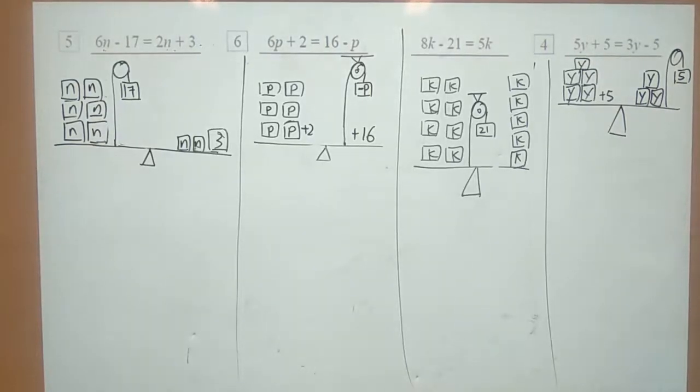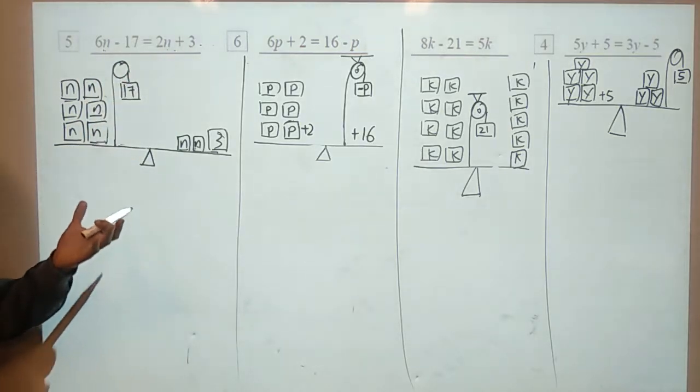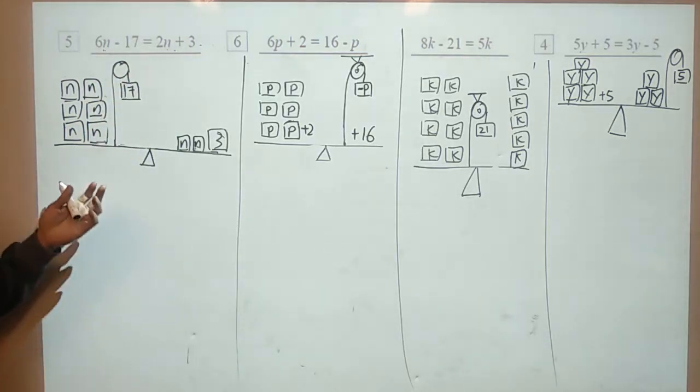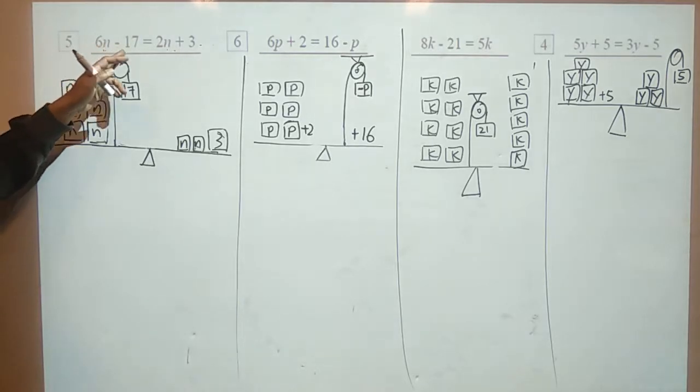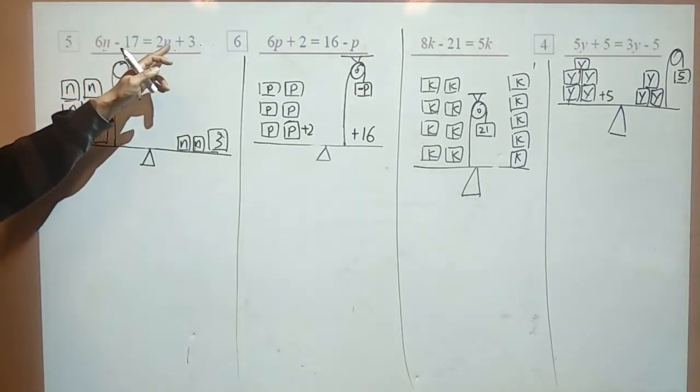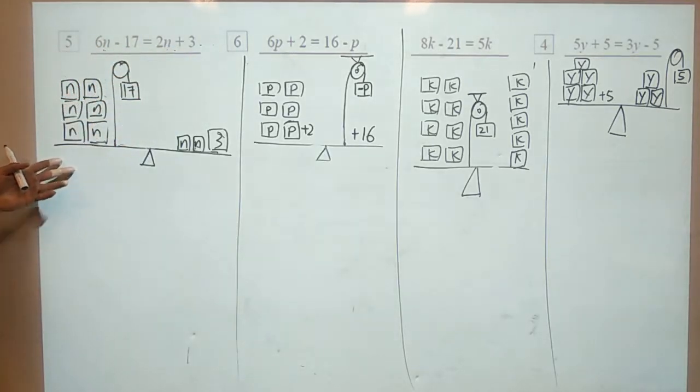All right, solving equations with pronumerals on both sides of the equation. Now, the easiest way to do it is to use the balancing equation method. So over here, we represent 6n minus 17 equals 2n plus 3 with the following.